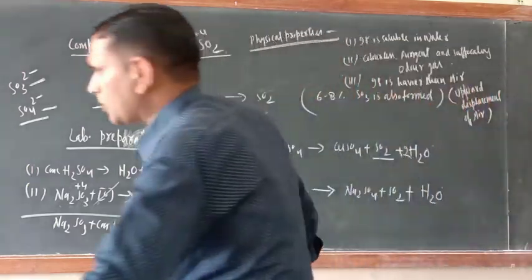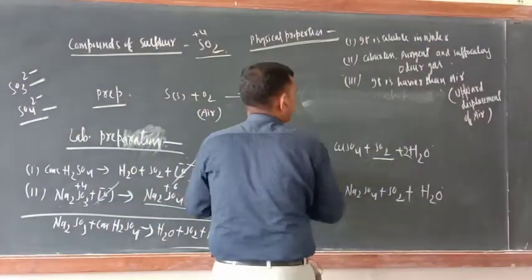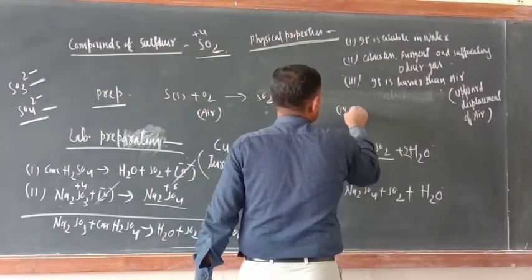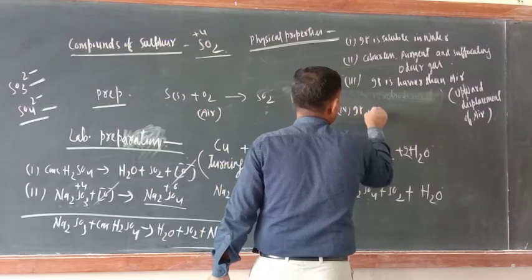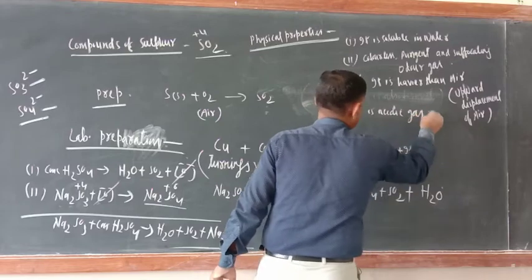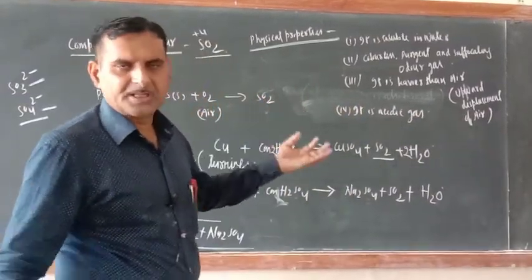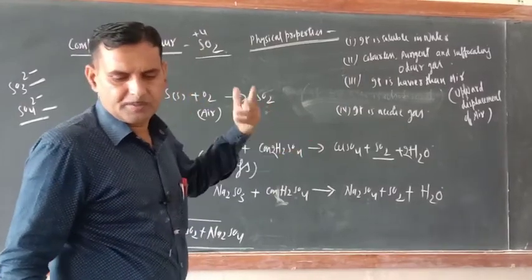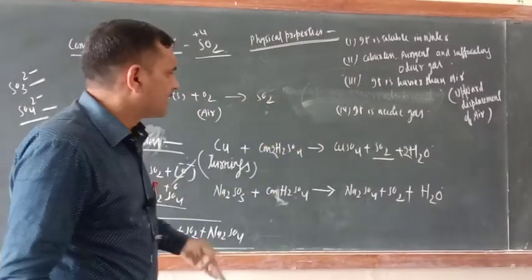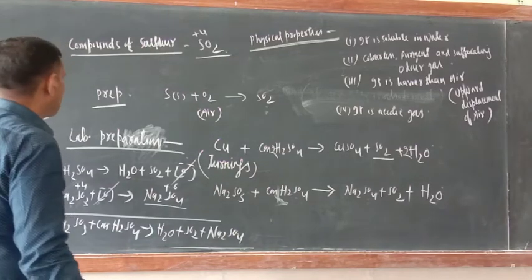And it is an acidic gas also. It turns blue litmus red. Here only you can write the fourth one: it is an acidic gas because it turns blue litmus red. Another important thing, it can be used as an oxidizing agent as well as a reducing agent. Just try to understand. This can also be explained.